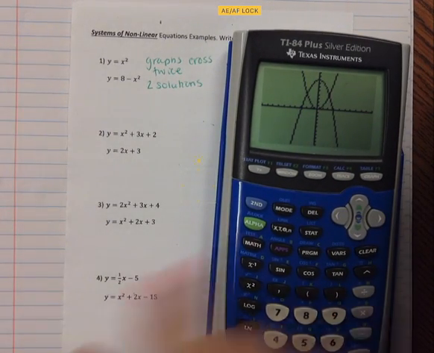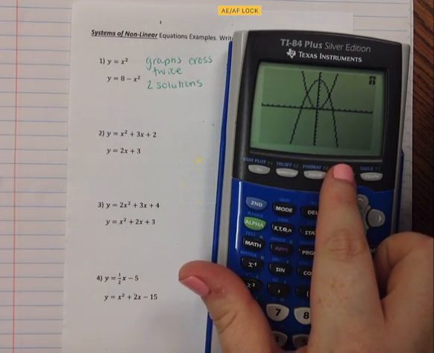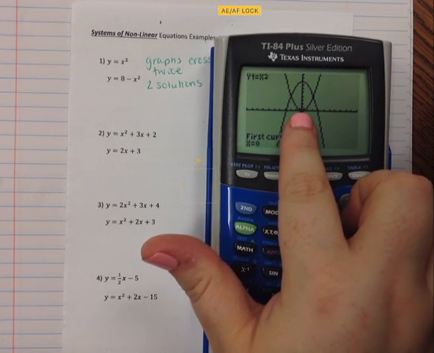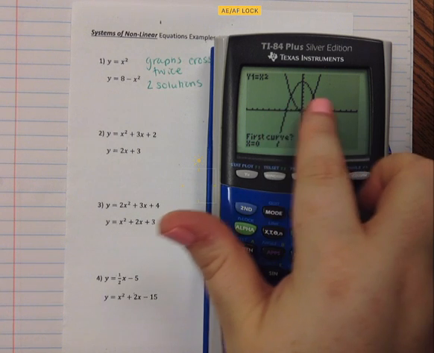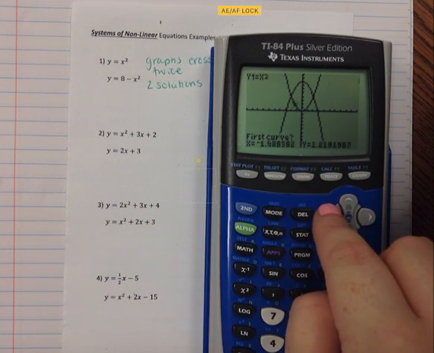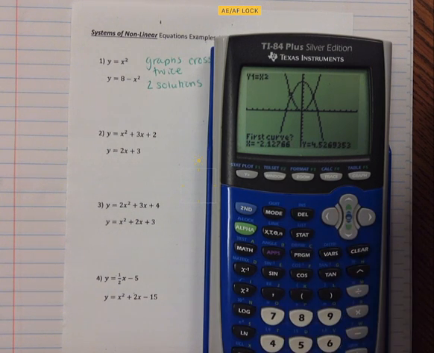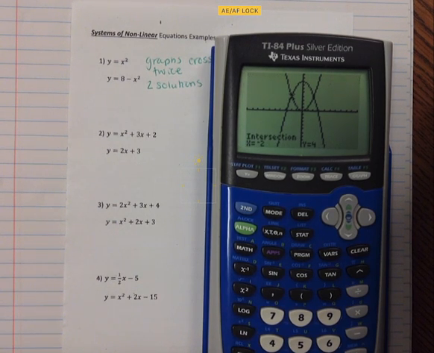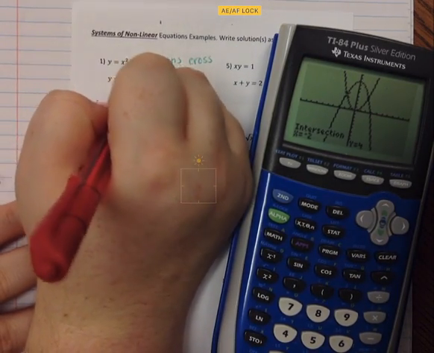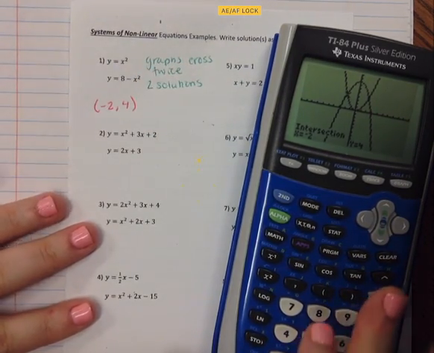In order to find them, we press second, trace. We want number 5 for the intersection. Now my cursor is blinking right here at 0, 0, so I'm going to move it left or right to get to one of these intersections. I'll move it to the left till I get to this intersection, roughly right there. Then once I'm at the intersection, I can press enter 3 times. Enter, enter, enter. The first intersection is at -2, 4. This is a coordinate of -2, 4. It does need to be in parentheses for it to be an actual solution.